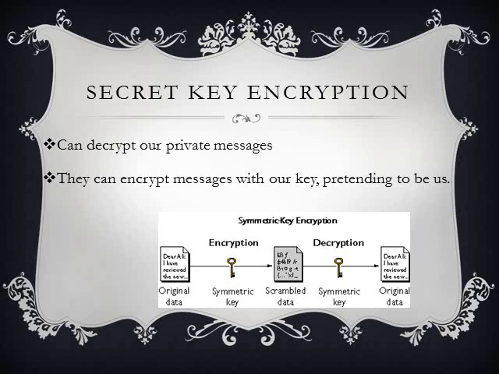As you can see in this diagram, with secret key encryption, the original data is encrypted with a symmetric key and then scrambled. Then the other party who isn't supposed to have access to the symmetric key gets access, and it gets back the original data, which can be sent out to provide malice or cause harm to any of the parties or stakeholders.